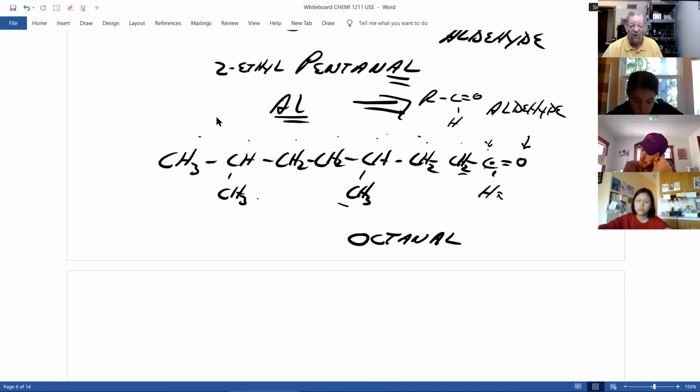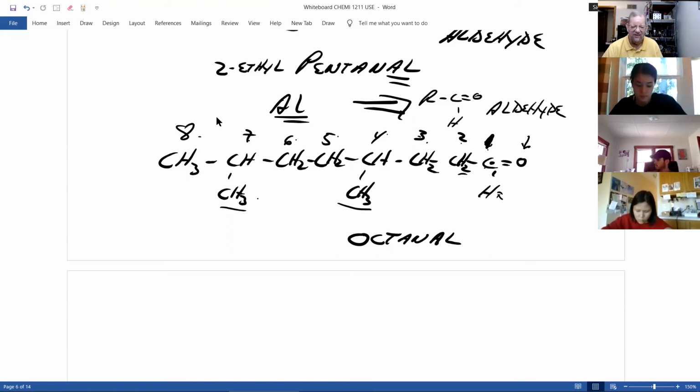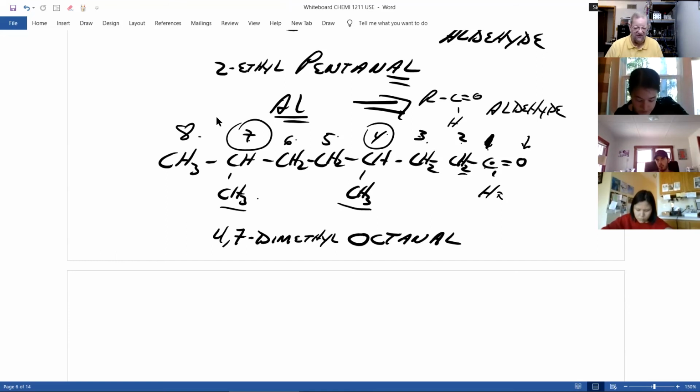Now I have on there two methyl groups. And remember, the carbonyl carbon, carbon double bond to oxygen, is always 1, 2, 3, 4, 5, 6, 7, 8. And notice I have 2 methyl groups. Remember, di means 2. And it's on carbons 4 and 7. So that'd be 4,7-dimethyloctanal.